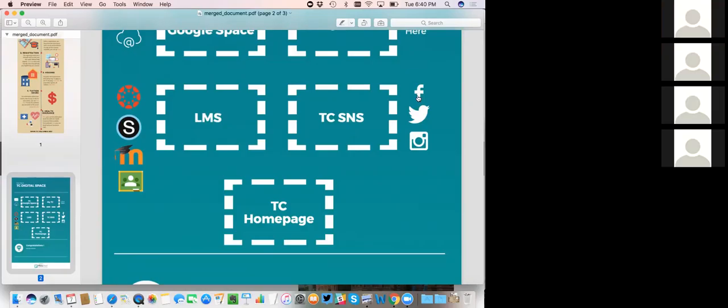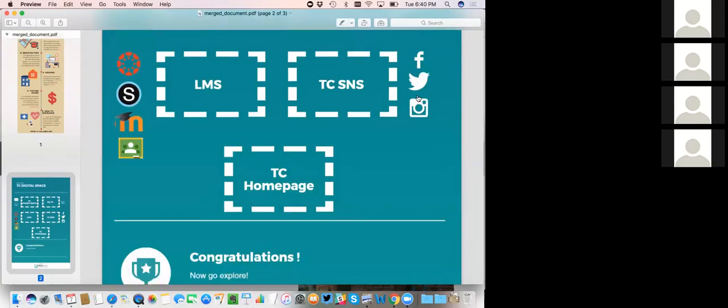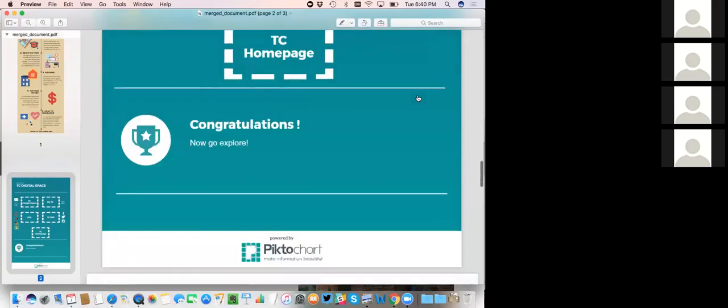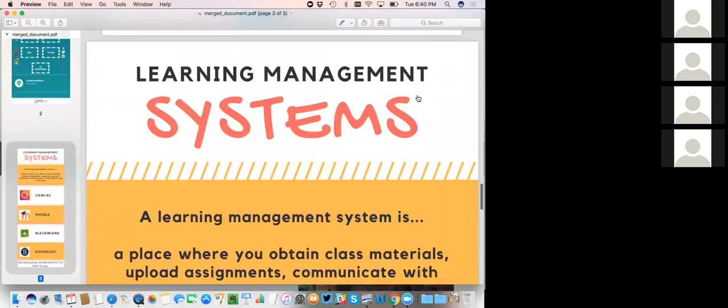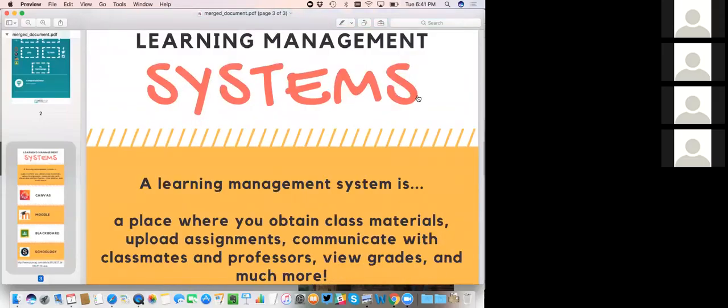And so ideally those parts should be clickable. If you just click the Facebook icon, you can go to it. But we didn't get that. So just for example, if you click on learning management system, that part, you have more detailed instruction about that.